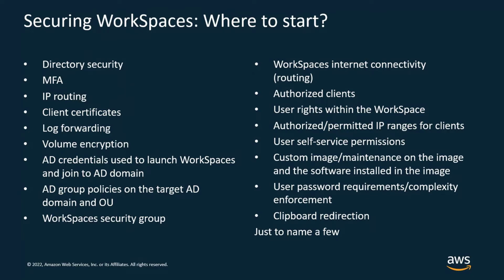And then over on the right-hand side, again, we're talking about Workspaces internet connectivity. That kind of comes back to that third bullet over on the left-hand side, IP routing. So in this particular case, we're focusing strictly on network connectivity, where Workspaces can connect to themselves.